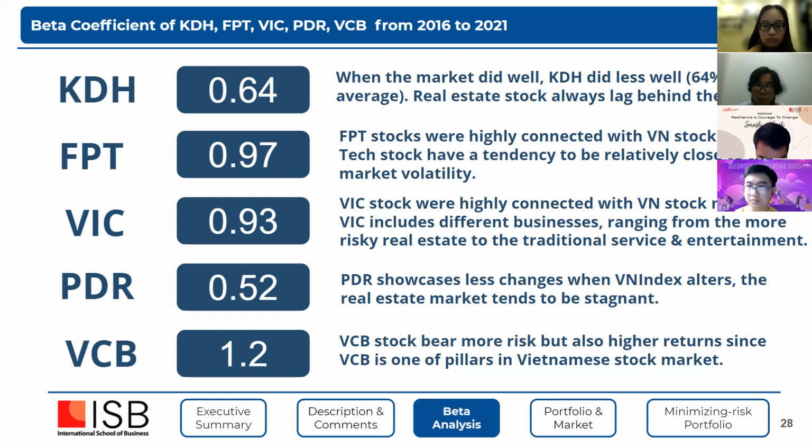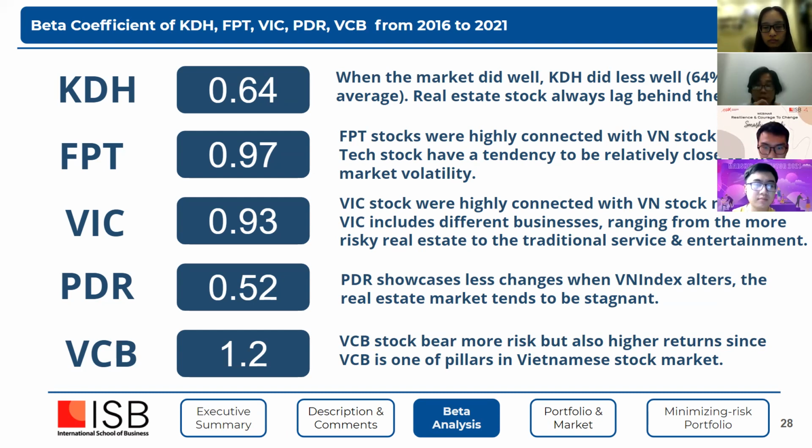To the VIC, the beta coefficient for VIC from 2016 to 2021 was 0.93, which is rather close to the market volatility, which means as a whole, if the market performed well, then so did the VIC, and vice versa. This can be great news for investors since the report published by Vietnam Report has stated that 2021 will foresee exponential growth for the Vietnam stock market. The degree of 0.93 can be somewhat anticipated because the VIC portfolio includes businesses from different sectors in the Vietnam market, from the risky real estate industry to the traditionally market-reliant service and entertainment.